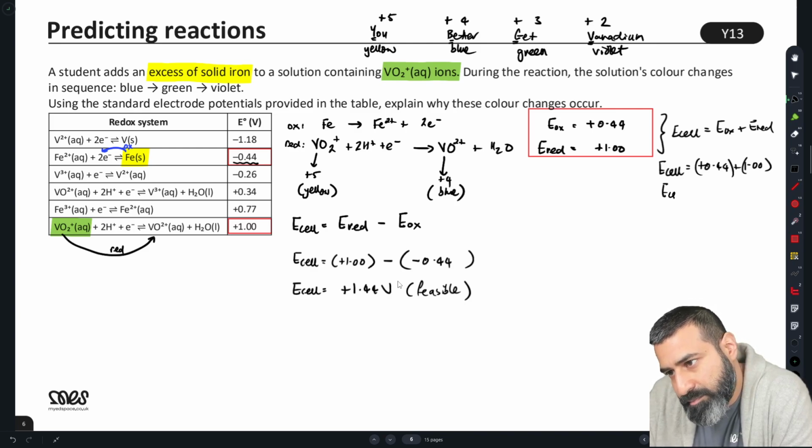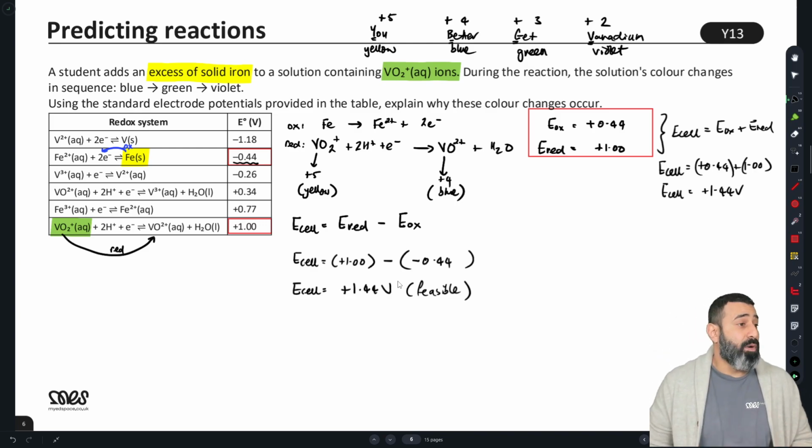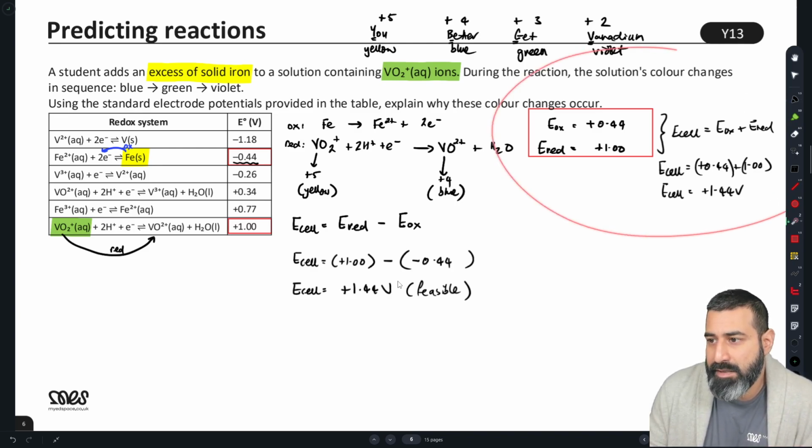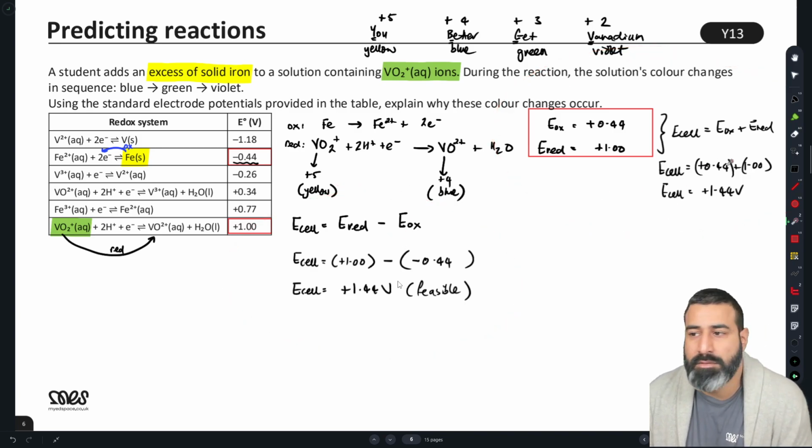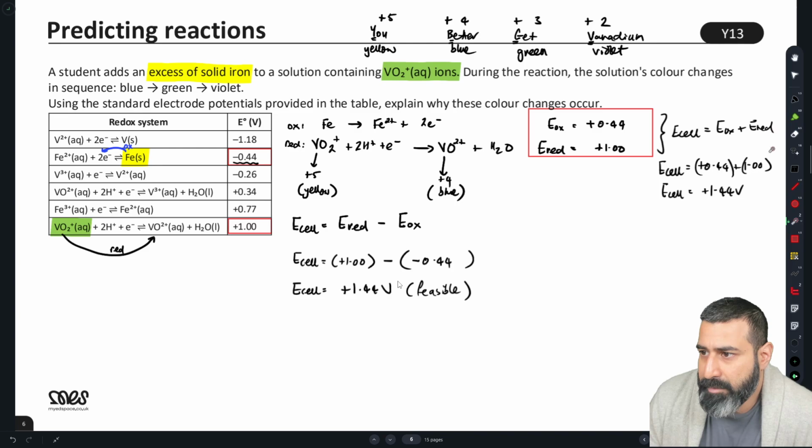So E cell is equal to plus 1.44 volts. Whatever works, okay? I normally use the top right, but you can use this as well. All right, let's go. So we've justified the first color change, yellow to blue, feasible because E cell is positive.